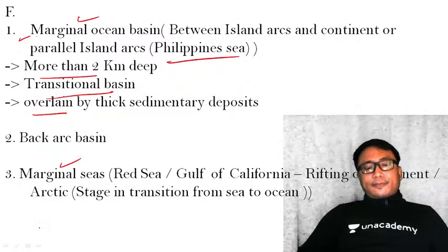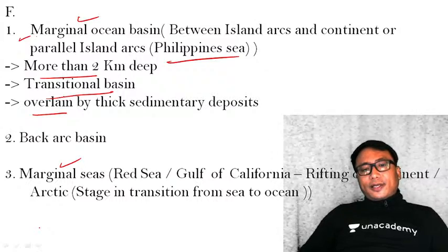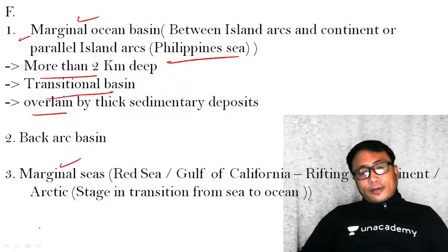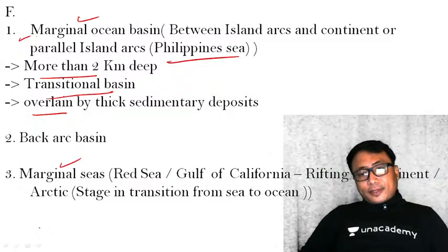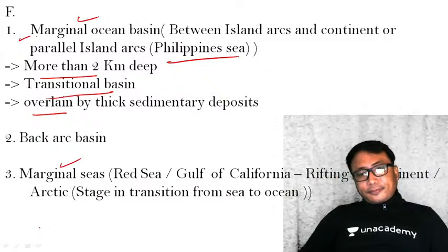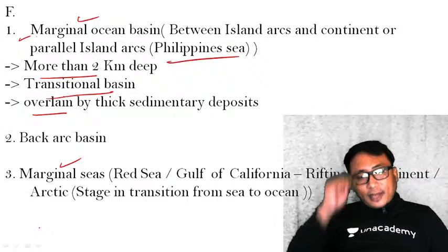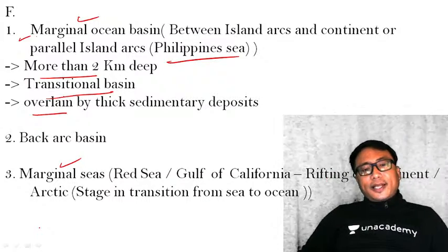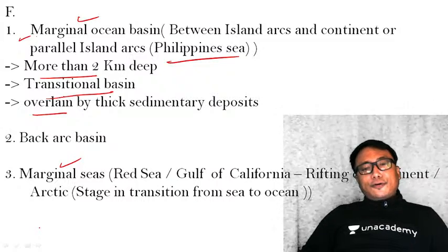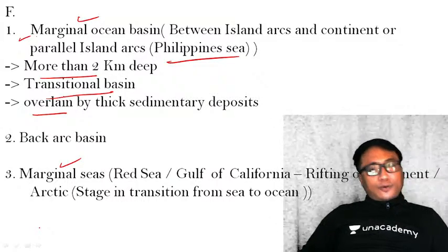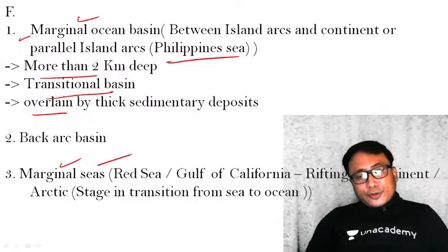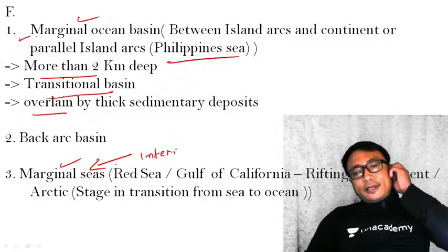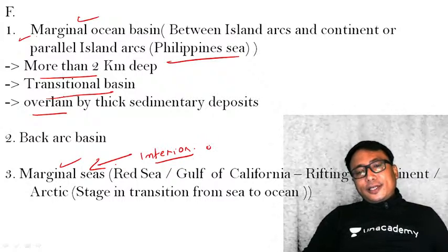Marginal seas, Red Sea, Gulf of California. Kindly go and mark in your atlas, where is the Red Sea area, where is the Gulf of California, rifting of the continent. Okay, even Arctic region, they are marginal sea. Why? Because they are in a transition from sea to becoming an ocean. What is the geology? What is the interior? What is the dynamics which is going on in the interior of the earth?